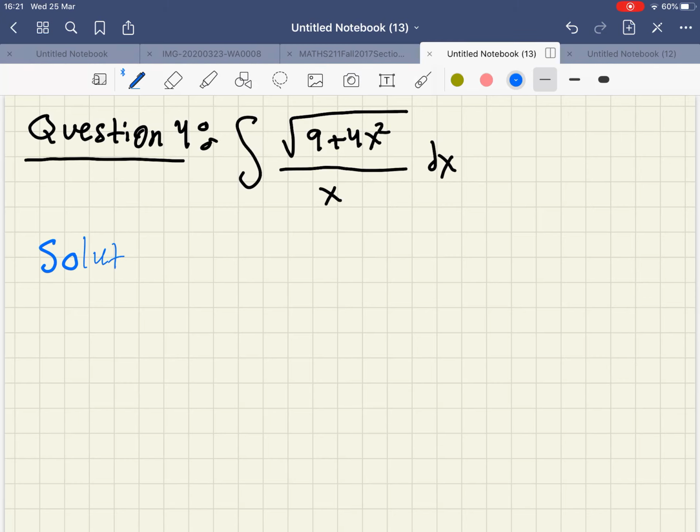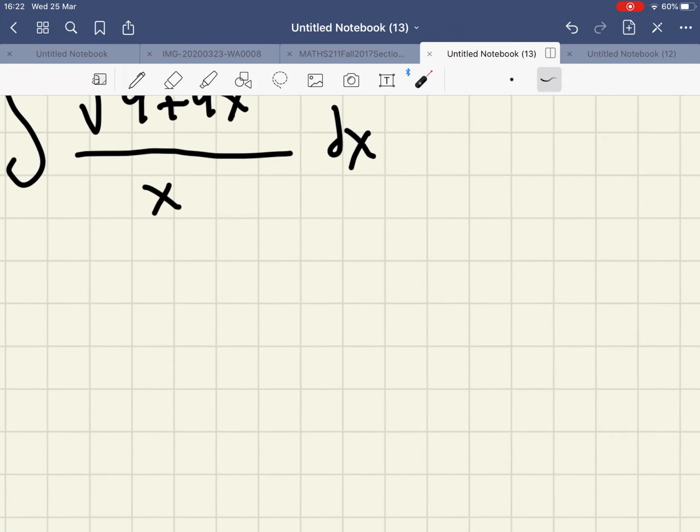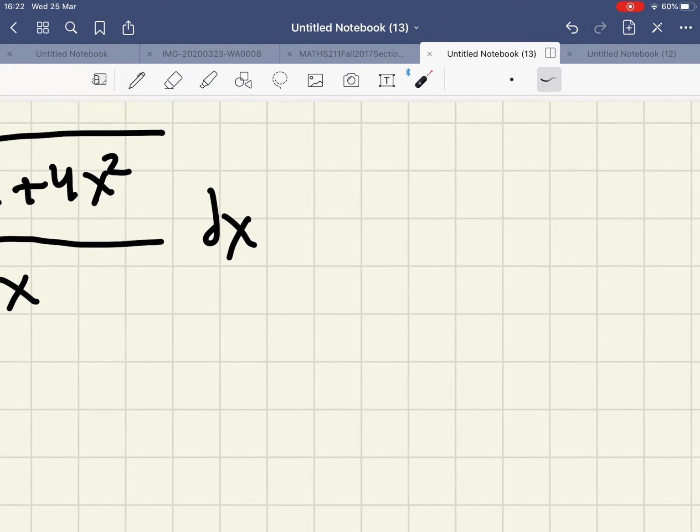Okay, welcome back to question number 4. In this question, you can see we have the expression of a number plus variable or something square. Something that has a variable square. So first let's discuss what would be the idea of the substitution that we will use.